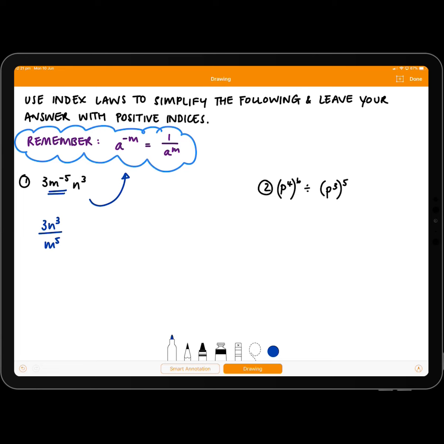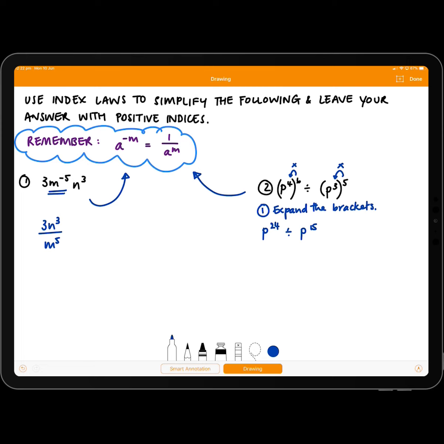So looking at the second example, again, before we even go to that index law that we need to refer back to, I would say expand the brackets. So here, what we're going to have is p to the power of 24, because there's 6 times the 4. Divide that by p to the power of 3 times 5, which will give us 15.